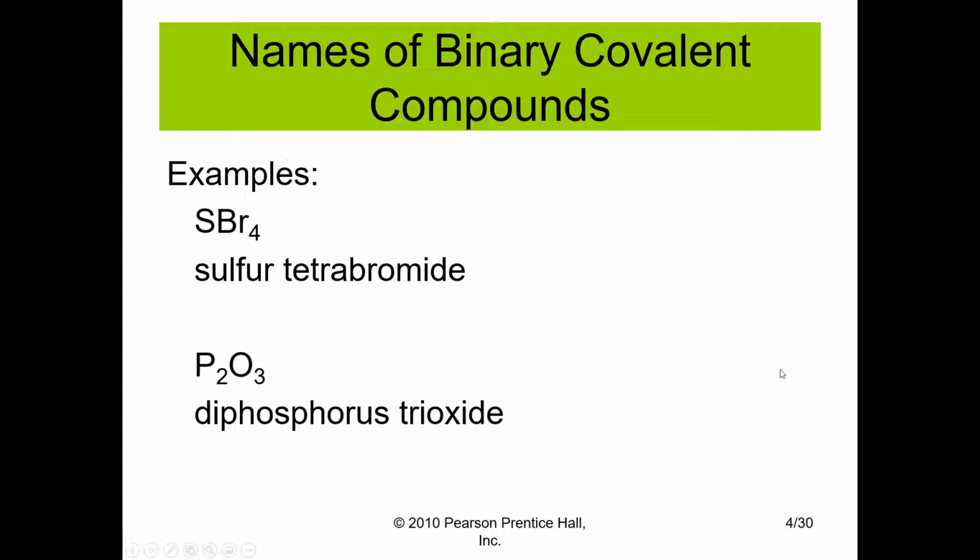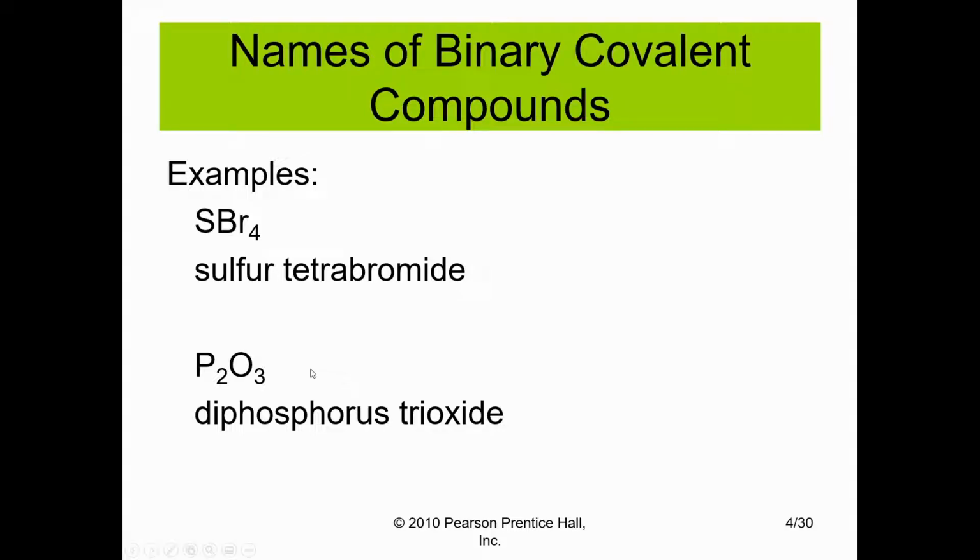Let's look at a couple of examples. First we have SBr4. This is sulfur tetrabromide. The first name, sulfur, comes from S. There is no prefix in this case because we have only 1 sulfur atom. The second name, tetrabromide, comes from the second element. In this case, we use a prefix of tetra because there are 4 bromines, and we use the suffix "ide" because it's the second element in the compound.